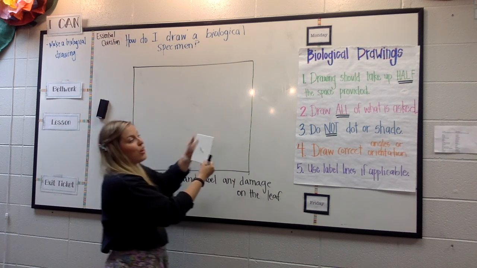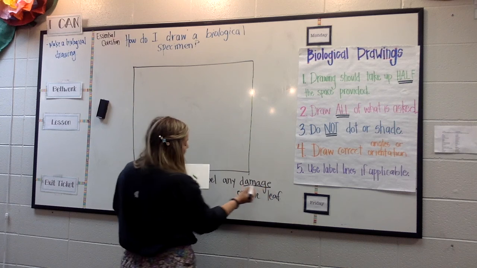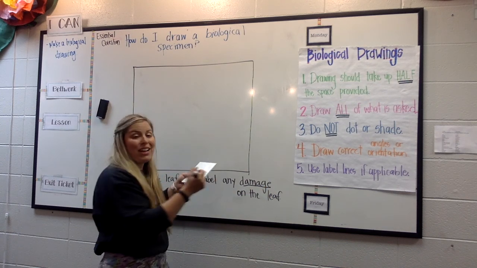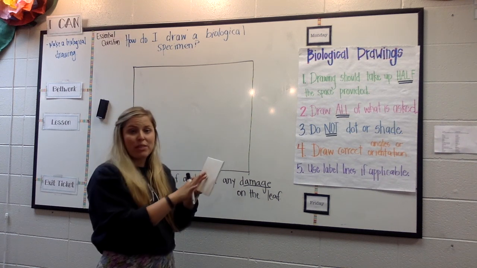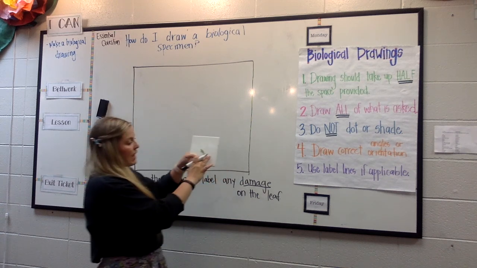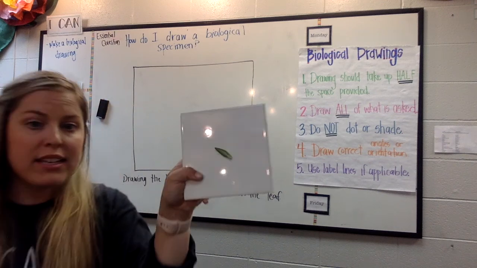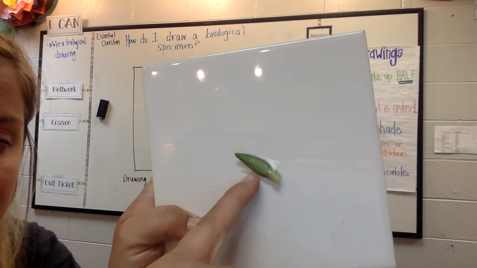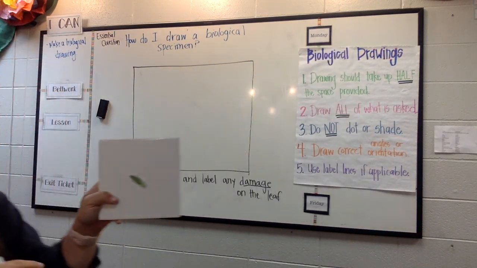I'm also going to draw all of what is asked. So you can see clearly this little leaf has damage. So I'm going to need to draw that. Number 3 says do not shade or dot anything. So I can see some discoloration in my leaf, but I'm not going to shade that. I'm going to draw in the correct angle and orientation. My leaf is pointing at a diagonal. So I'm going to draw that in the correct angle and orientation. Where you see the damage on this leaf, I'm not going to shade it, but I am going to draw it to where you can see that it's there.